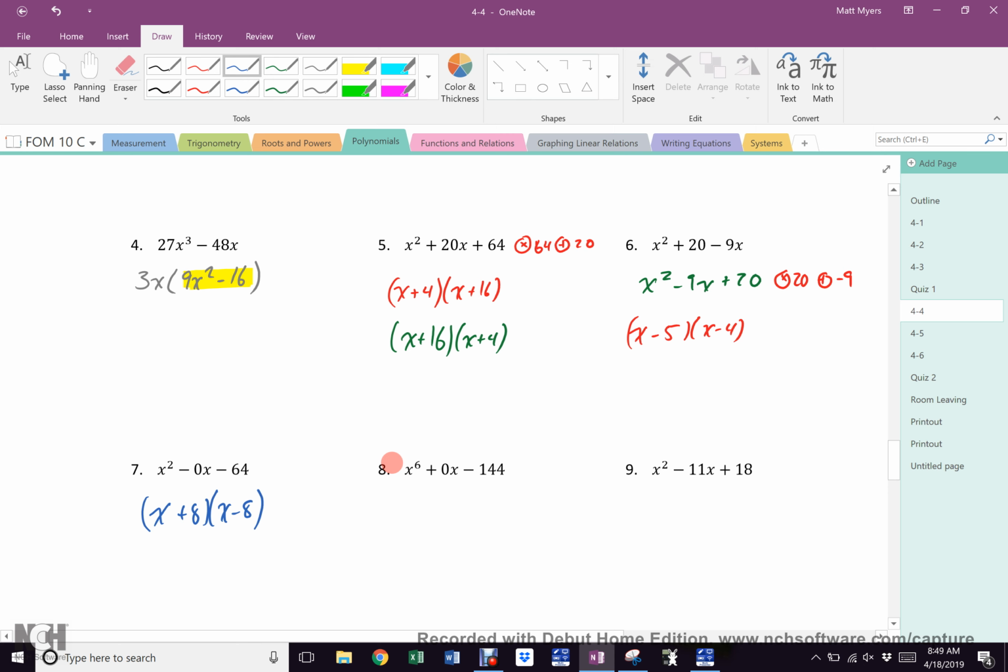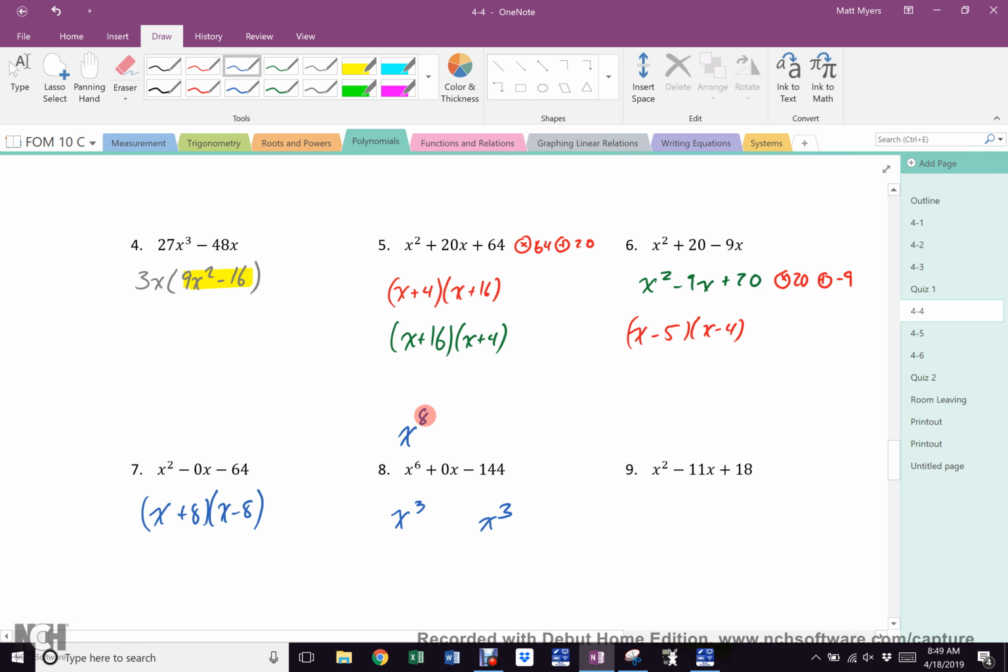Number 8 was the one I was talking to Helia about. When it was x squared, it was x and x. When it was x to the 4th, it was x squared and x squared. Well, now it's x to the 6th, so what is it? X cubed and x cubed. What if it was x to the 8th? What would it be? 4 and 4. What if it was x to the 10th? What if it was x to the 12th? What if it was x to the 13th? You couldn't do it unless you were GCFing out 1x.